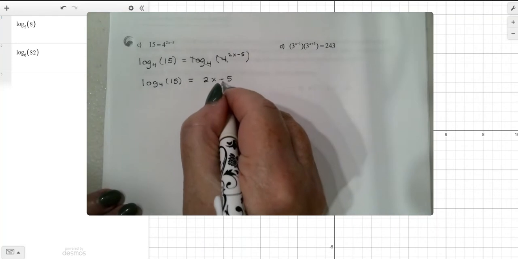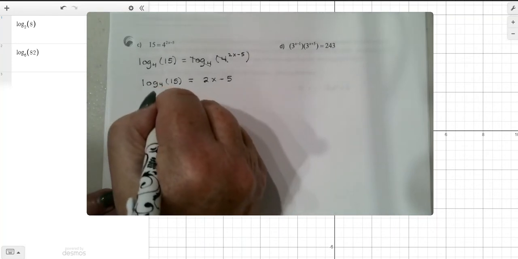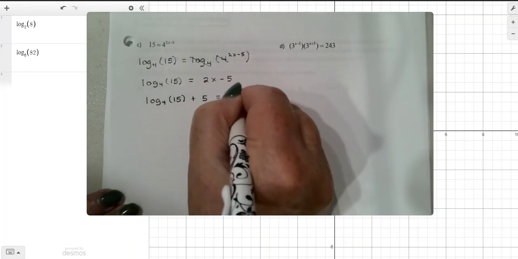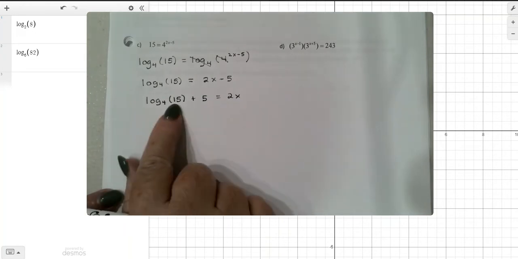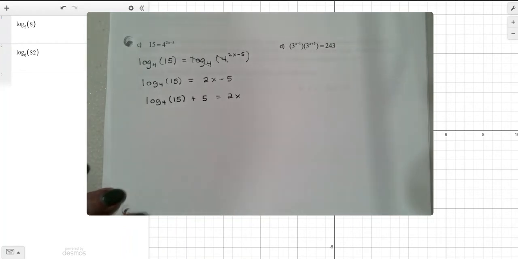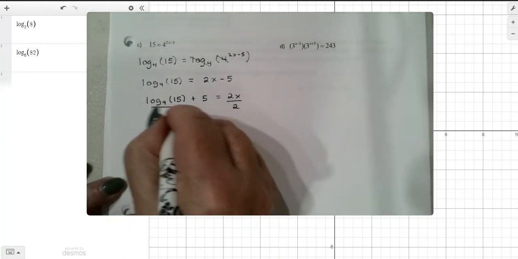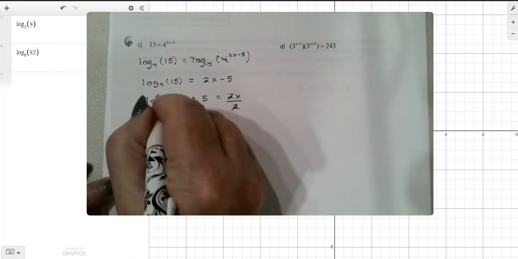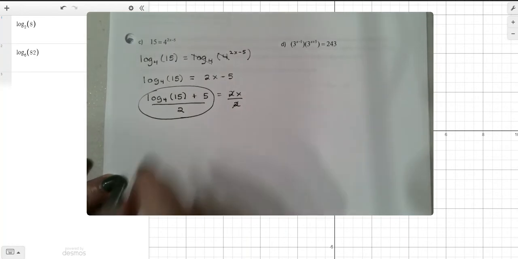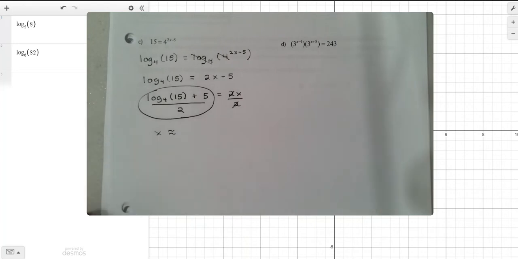So to solve for x, let's add the 5. Log base 4 of 15 plus 5 equals 2x. By the way, notice again, that 15 is in the argument of the log function. I cannot combine that with the 5 because that's kind of stuck inside that log function until I do something to get rid of it. All right, finally, to get x by itself, we'll divide by 2. So that would be my exact answer, and that's about as good as it gets, unfortunately. We can, however, get a decimal approximation for that. And let's see, I'm going to go ahead and use Desmos for this one.